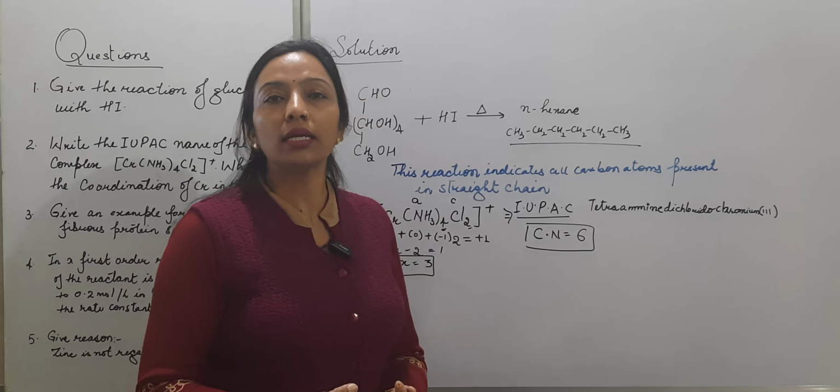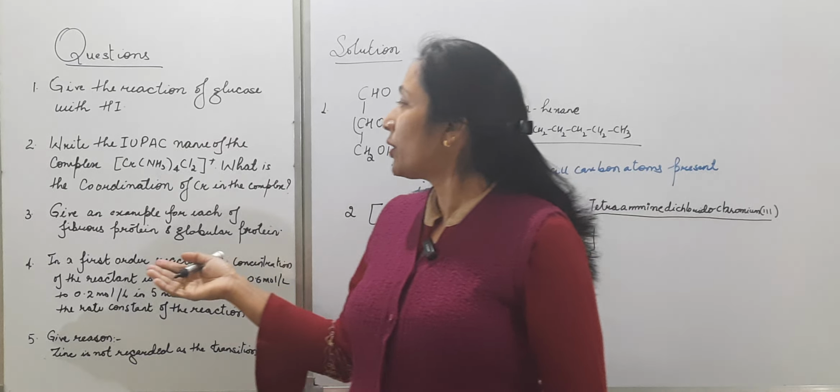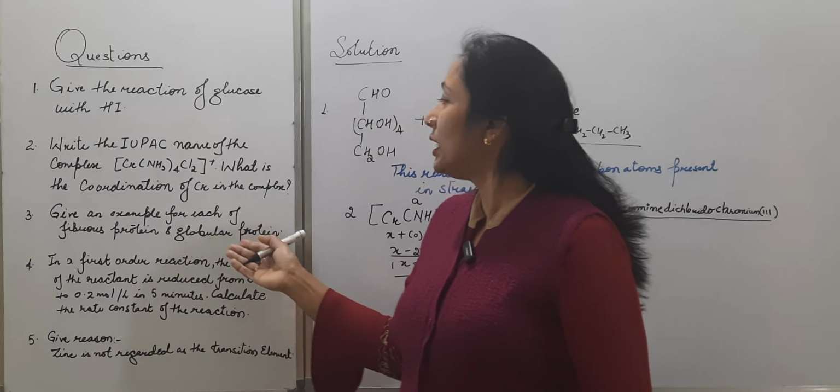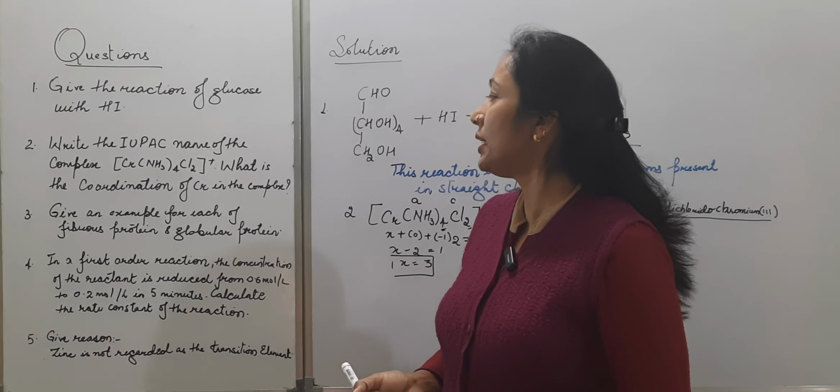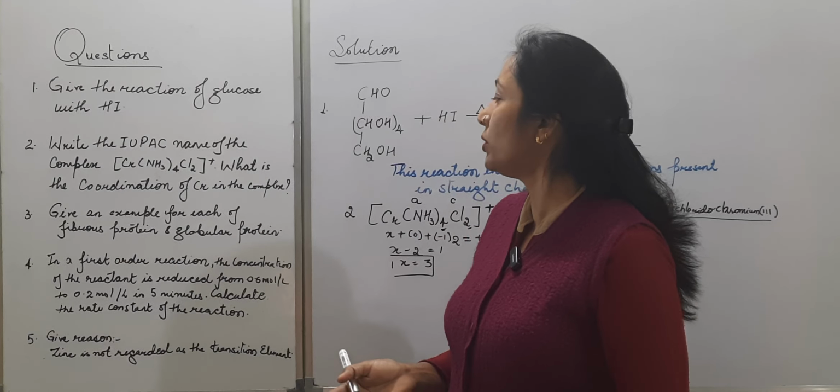Then the next question is: give an example for each of fibrous protein and globular protein. This question is from the unit Biomolecules. Proteins are of two types, fibrous and globular. We have to give only one example. Be brief in your answer.